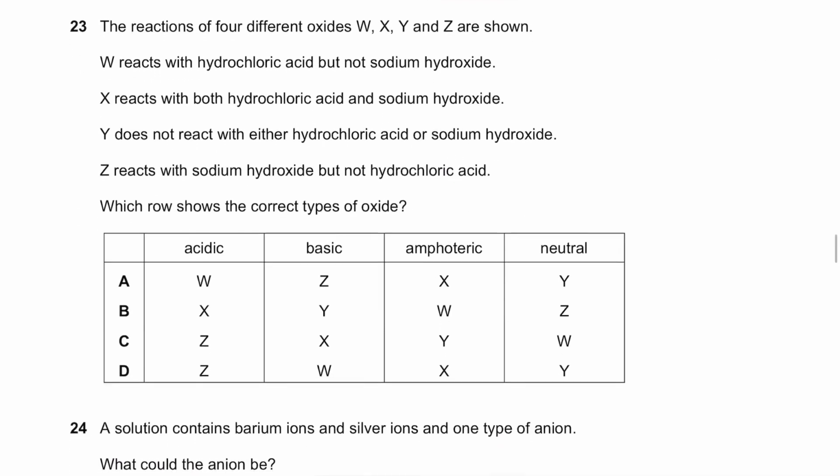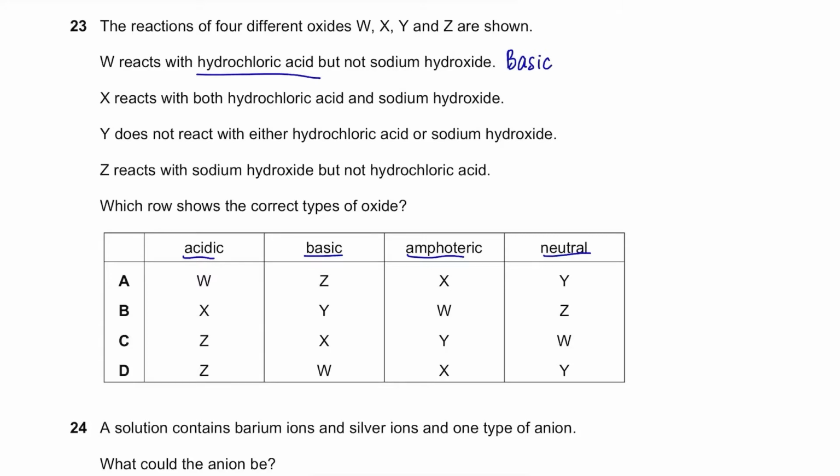Question 23. The reactions of 4 different oxides, W, X, Y and Z, are shown. Which row shows the correct types of oxide? We have to decide whether they are acidic, basic, amphoteric, or neutral. W reacts with hydrochloric acid but not sodium hydroxide. This indicates that W is a basic oxide since it reacted with an acid but not with a basic substance.